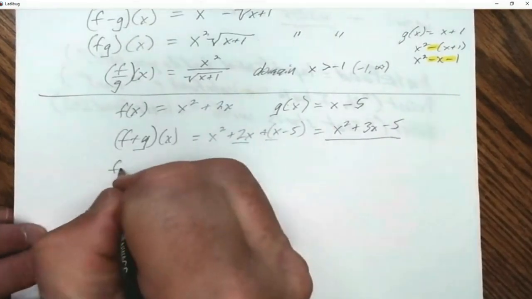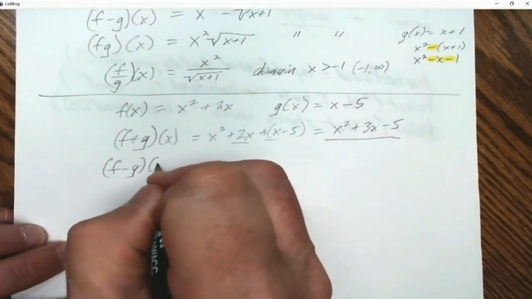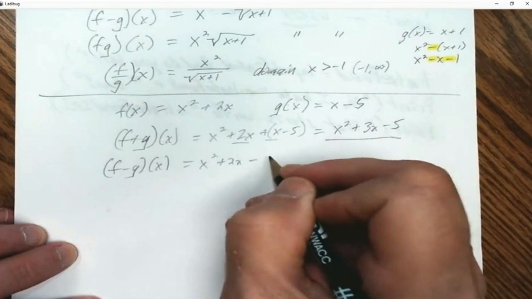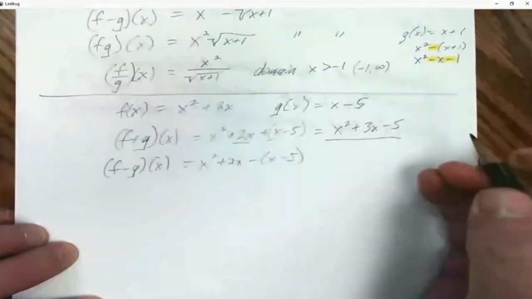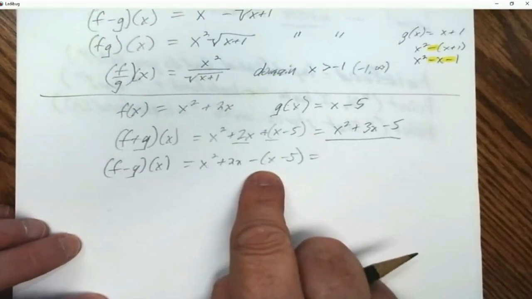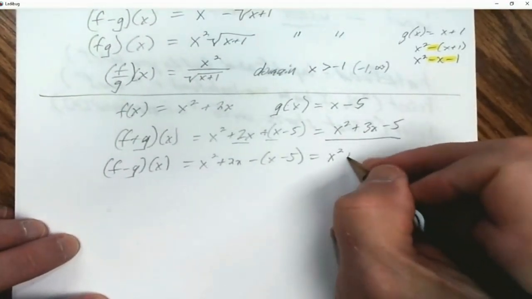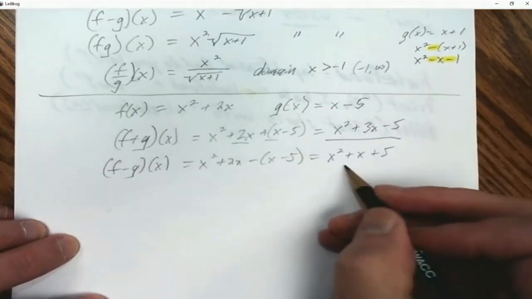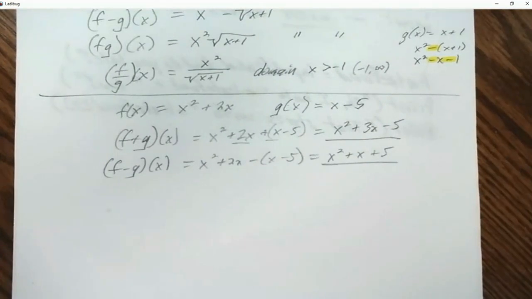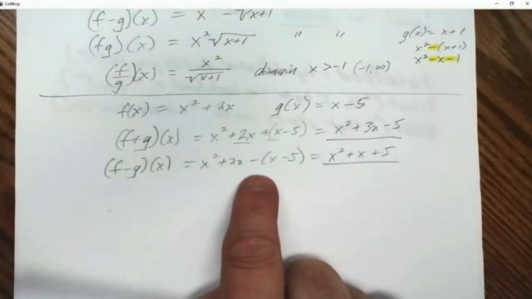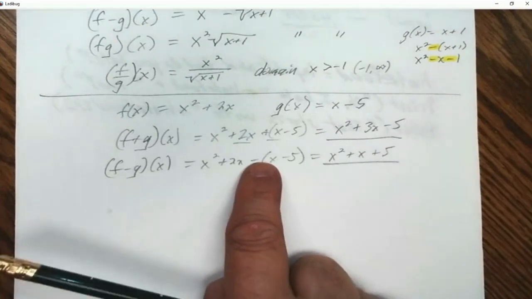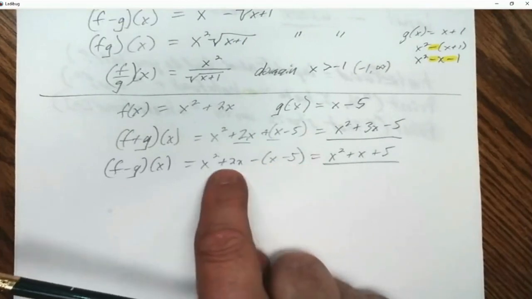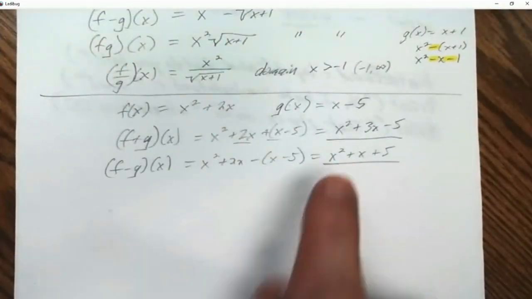If we have f minus g, x squared plus 2x minus x minus 5, 2x minus x, x squared plus x minus negative 5, plus 5. We write it out this way so that way we don't forget anything. Got to distribute the negative 1 to both terms. So 2x minus x is just 1x.